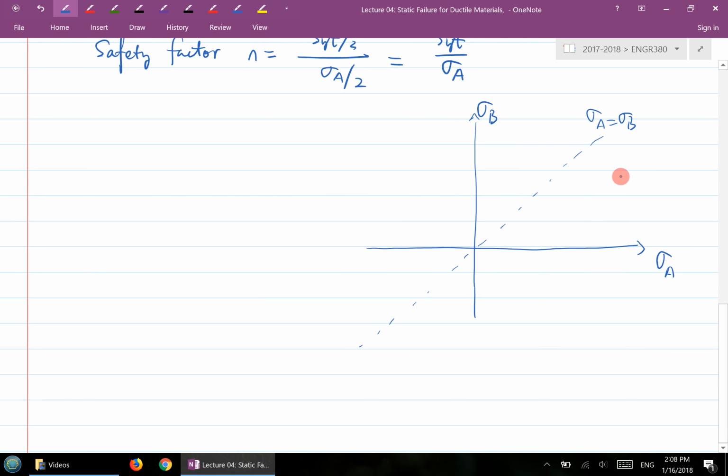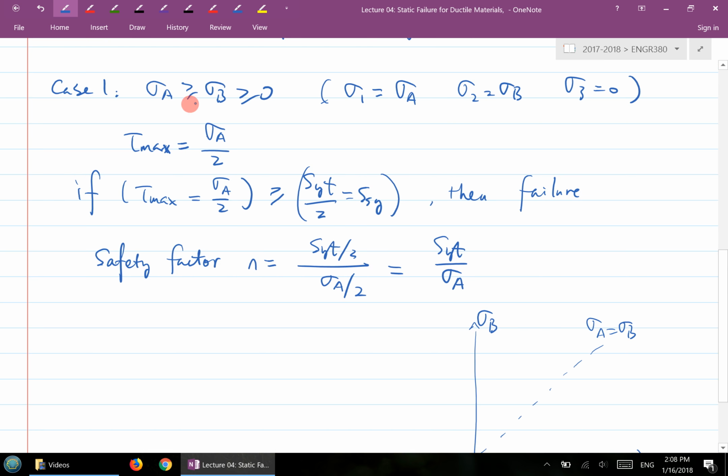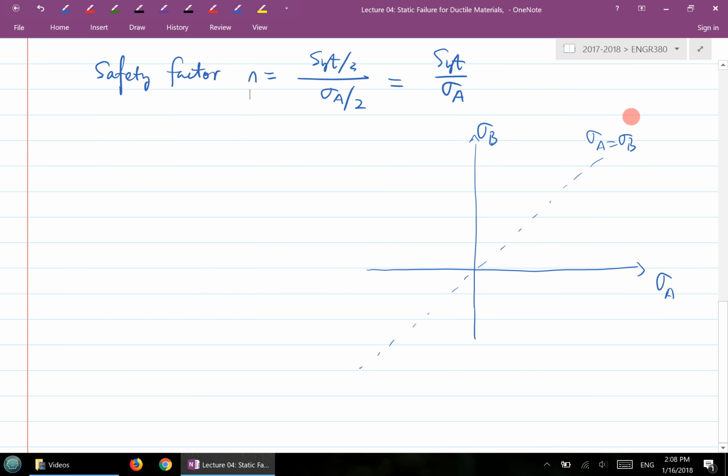So the first case: sigma A greater than sigma B greater than 0. So both sigma A and sigma B are greater than 0, which means you are literally just on the first quadrant here, because that's where both values are greater than 0.